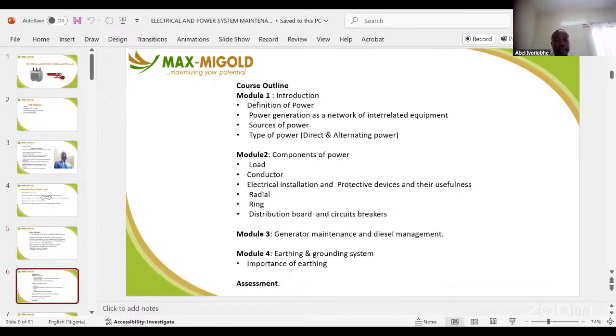So module 1, introduction: definitions of power generation as a network of interrelated equipment, sources of this power, type of power. We have direct and alternative power, which is DC and AC power. Module 2 will be components of power. What makes up these components? What are the things involved in a power system?